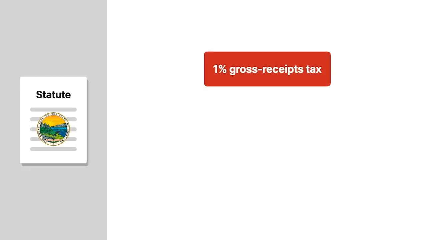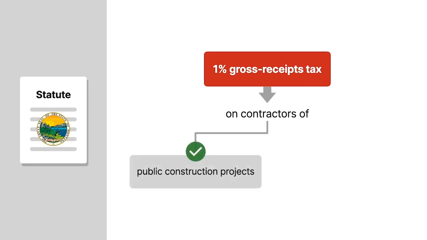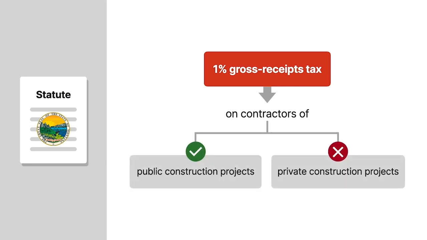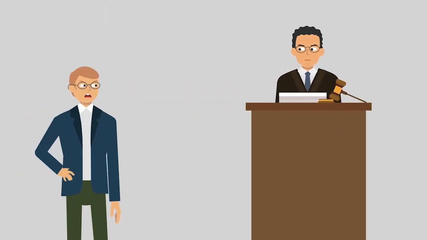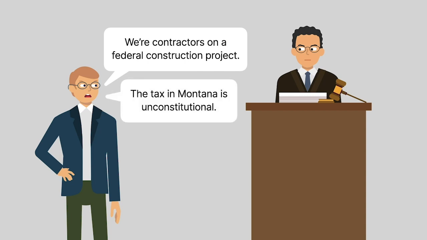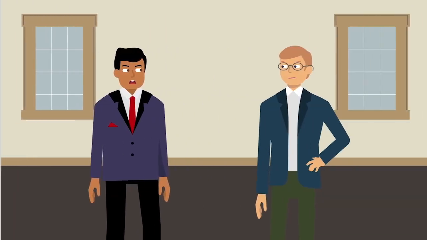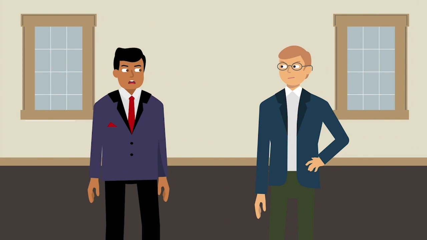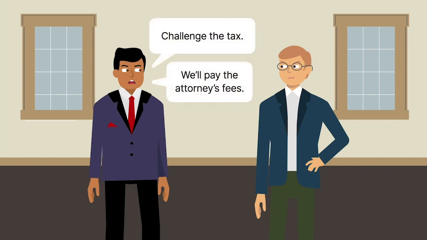A Montana statute imposed a 1% gross receipts tax on contractors of public construction projects, but not on contractors of private construction projects. Kiewit Sons, a contractor on a federal construction project in Montana, challenged the constitutionality of the tax in Montana state court. Although the United States government wasn't a party to Kiewit's lawsuit, it was heavily involved in the matter. Among other things, the government directed Kiewit to file the lawsuit and paid Kiewit's attorney's fees.